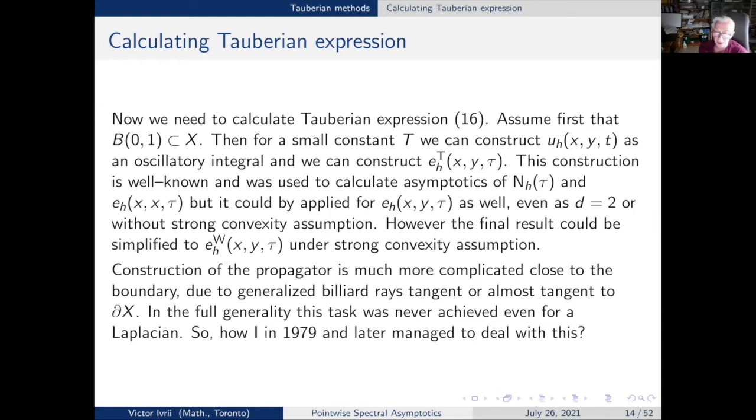Construction of the propagator is much more complicated close to the boundary, because of generalized billiard rays almost tangent to the boundary. And those who were active in the 70s or in the 80s knew that this was the real obstacle to proving the Weyl conjecture for domains. In full generality, this task was never achieved, even for the Laplacian. So how did I manage to deal with this in 1979 and later?